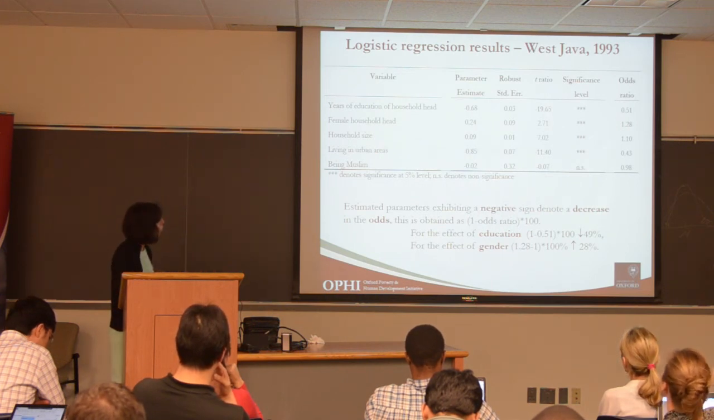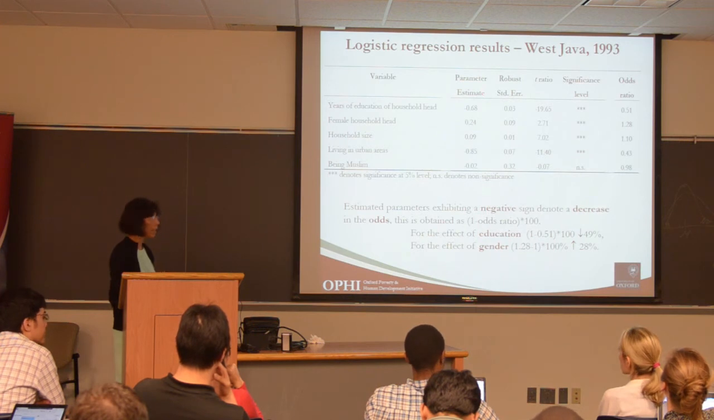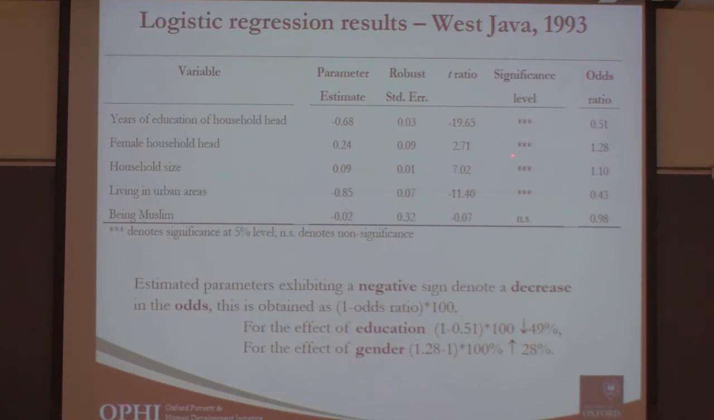And here we have the estimated parameters of the log of the odds, so the betas, with the standard errors, the t ratio, the significance level. And here we are reporting the multiplicative ones, which are already exponentiated. And I have written the interpretation here, so that we understand. It means that estimated parameters exhibiting a negative sign denote a decrease in the odds. How do we obtain this? As 1 minus the odds ratio times 100. For example, for the effect of education, that would be 1 minus 0.51 times 100. This leads to 49%. Okay?